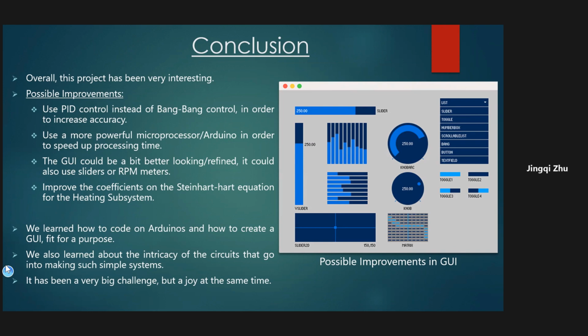We learned how to code on Arduinos and how to create a GUI fit for purpose. We also learned about the intricacy of the circuits that go into making such a simple system. It has been a very big challenge, but a joy at the same time.